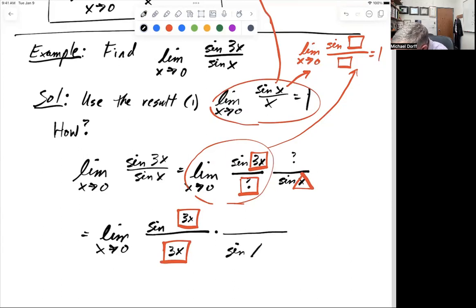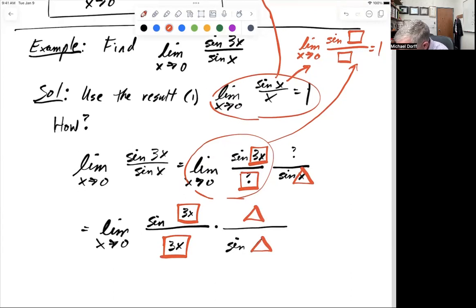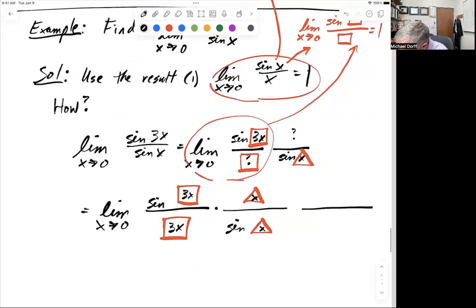All right, now on the next one, I have a sine of a triangle. Let's do a triangle in red. I want to put a triangle here. And what do I have in the triangle? I have an x, so I want to put an x here. Now that doesn't balance out because I have a triangle over a square. So to balance that out, I need to put the triangle on the bottom and the square on the top.